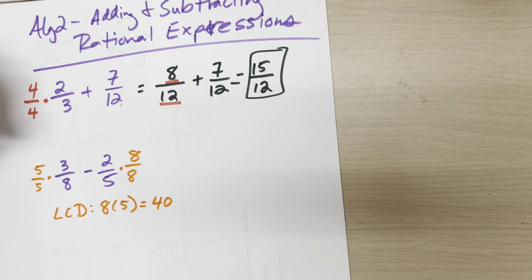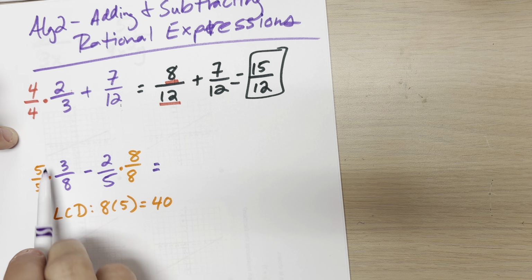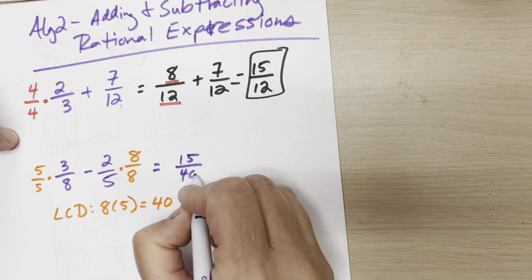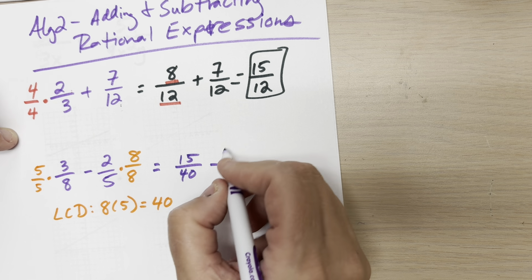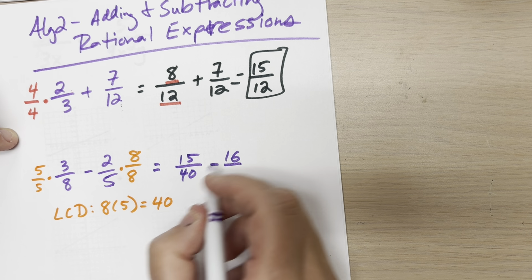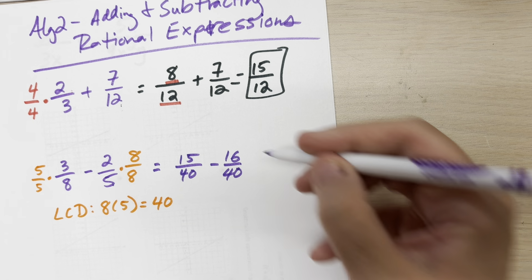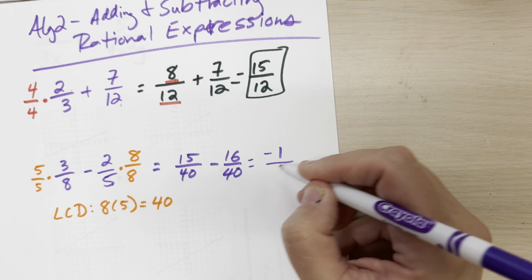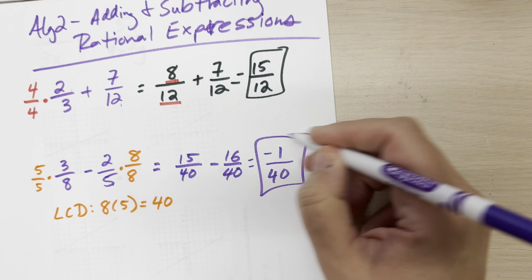Okay, let's multiply across and see what happens. 5 times 3 is 15. 5 times 8 is 40. Negative 2 times 8 is negative 16. 5 times 8 is 40. We're going to go ahead and subtract. 15 minus 16 is negative 1 over 40.